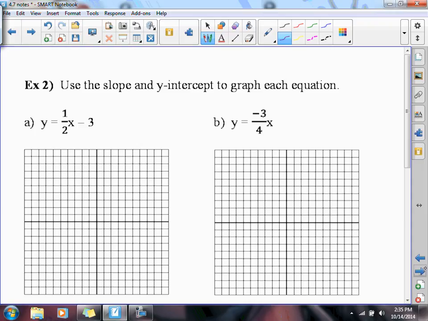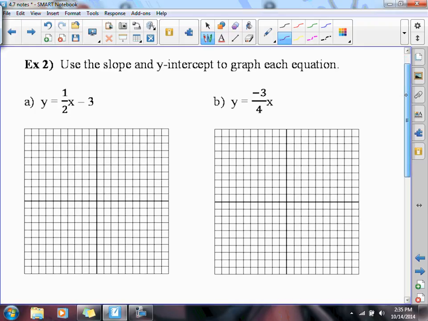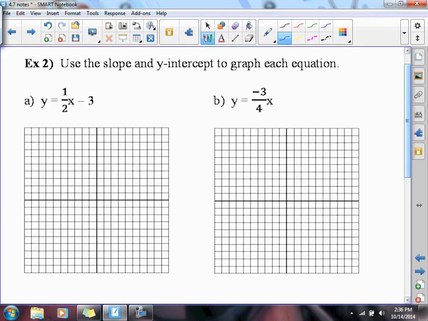Okay, so now for example 2, we're going to do the same thing that we were doing. We're going to find the slope and the y-intercept, and I'm going to show you how you can just use those two pieces of information to graph the equation. You don't need to make a table anymore. If you can get an equation into slope-intercept form, you do not need to make a table to graph it. I'm going to show you that shortcut.